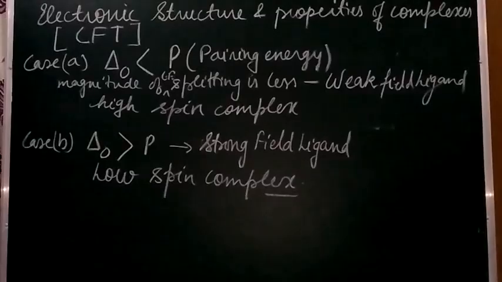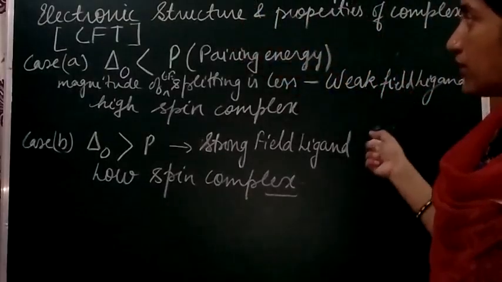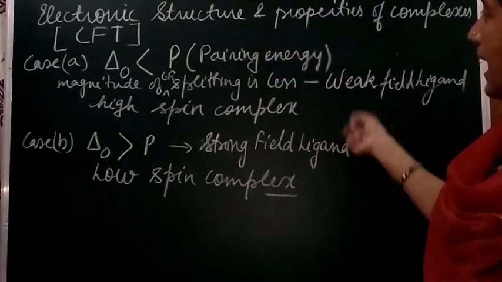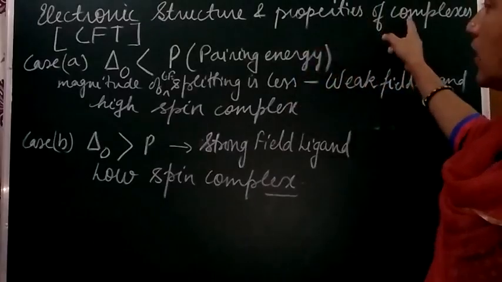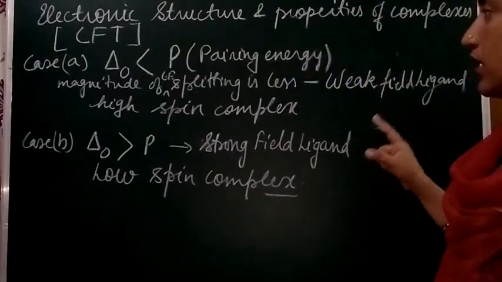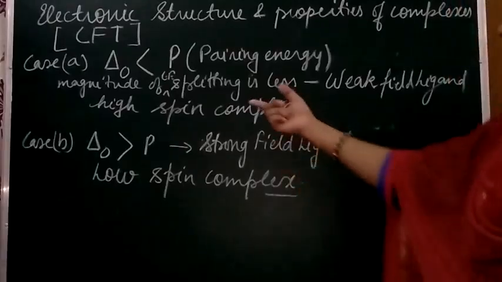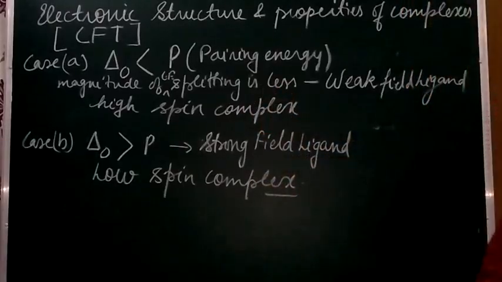So the electronic structure will definitely be affected by the nature of the ligand. And that is going to affect the properties of the complex, because it is going to affect the number of unpaired electrons. As a result, the type of the complex is going to change, high spin or low spin. It will definitely affect the color as well as the magnetic property of the complex.